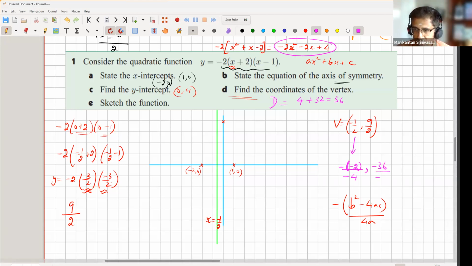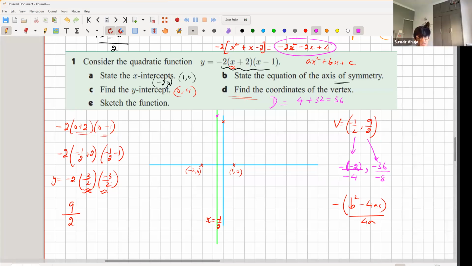4a was 4 times minus 2, which is minus 8. That also matches with 9 by 2. 36 by 8 is 9 by 2. And 9 by 2 is 4.5, which is, as expected, slightly above the value that you got as the y-intercept. Why? Because it's an inverted parabola.